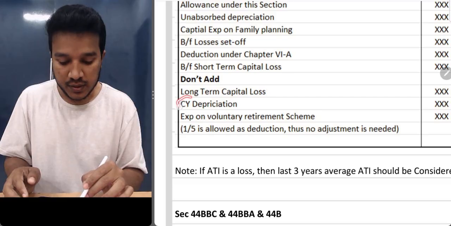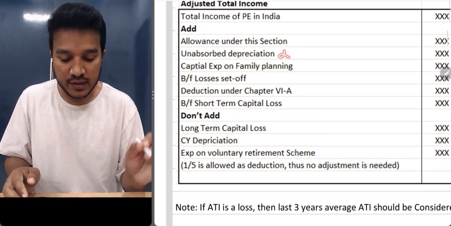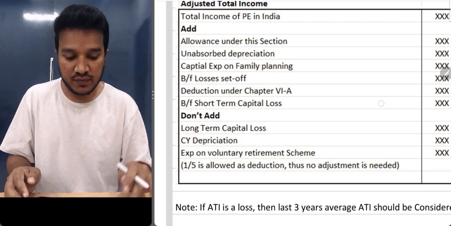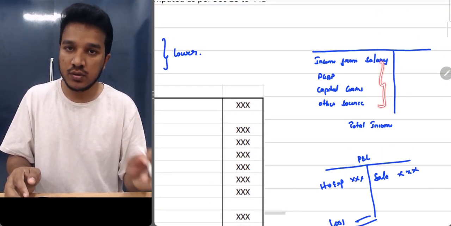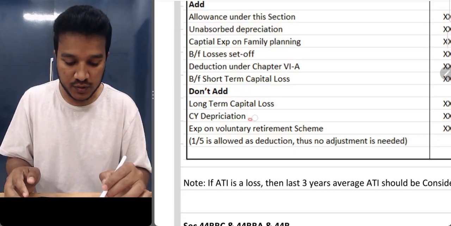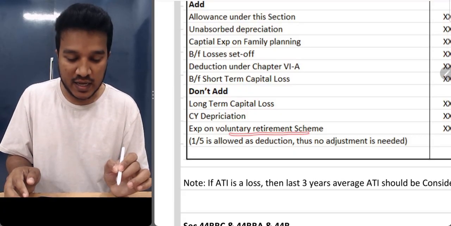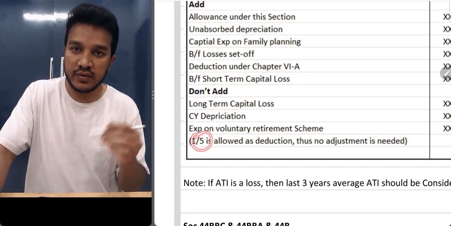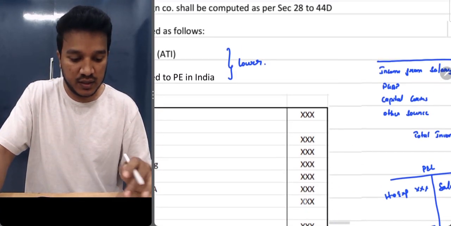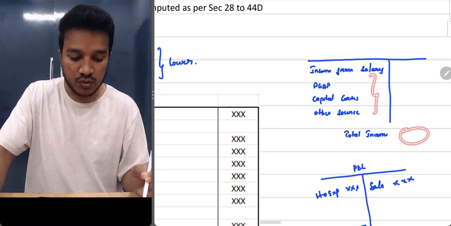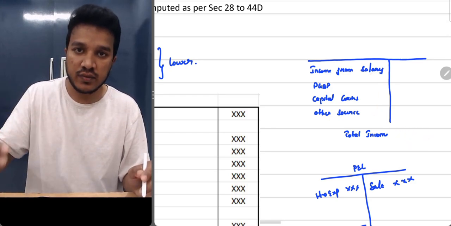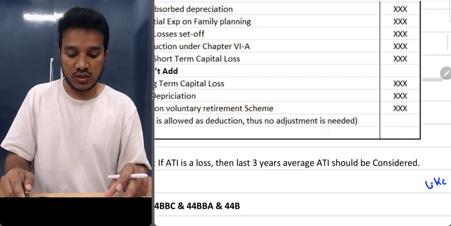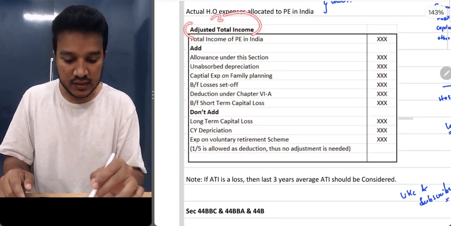Current year depreciation. Unabsorbed depreciation you added back, because that needs to be carried forward. Current year depreciation is allowed, so even if they have considered it above, you're not doing anything; you're not adding it back. Expenditure on voluntary retirement scheme: 1/5 of the portion is allowed. If they have considered 1/5 of the portion to come to total income, that is allowed. Anything more than 1/5, you need to add it back. So up until 1/5, don't add.